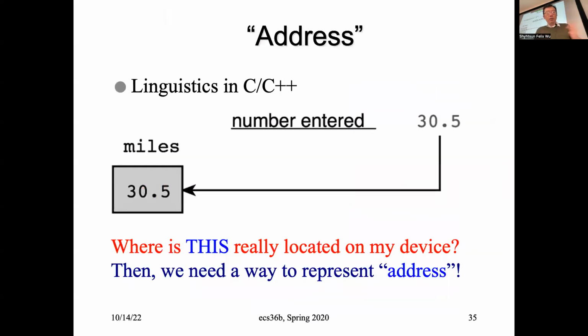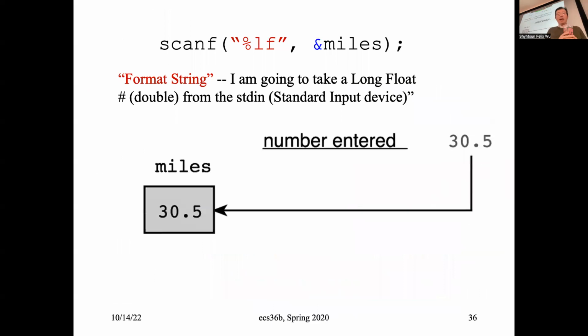Okay, so the first thing I need to show is the address. I have a memory box in this example. It's actually going to store the mile, and somebody is going to put the 30.5 into that. How do I actually write that? The code looks like this, the code on the top. I use a scanf, right?